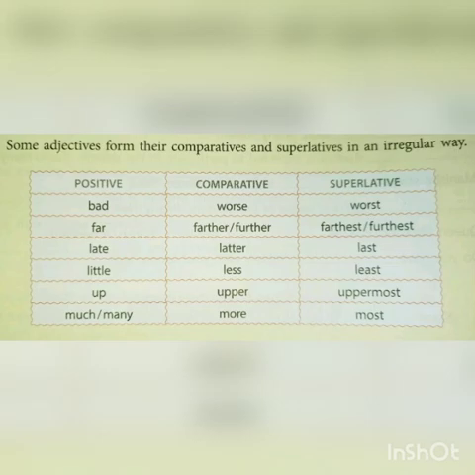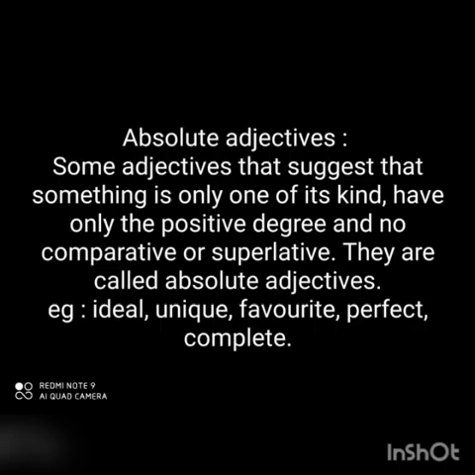Absolute adjectives. Some adjectives that suggest that something is only one of its kind have only the positive degree and no comparative or superlative. They are called absolute adjectives. Example, ideal, unique, favorite, perfect, complete.